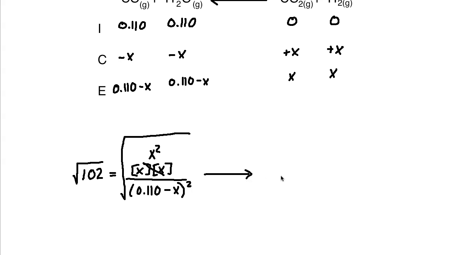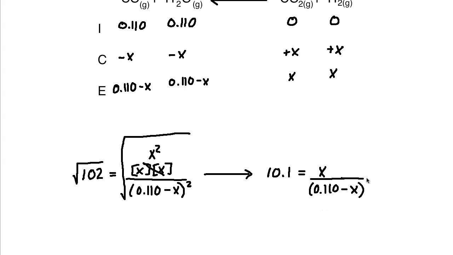Well, the square root of 102, if you put that into your calculator, and I do encourage you to get out a calculator and follow along here, is going to be 10.1. So it's almost 10 because the square root of 100 would be 10. And that is going to be equal to, now the squared term will drop out, so it's going to be equal to X over, and the squared term will drop out in the bottom, so it's going to be 0.110 minus X. So this is the simplified version after we have utilized the square root method, and we'll continue from there.